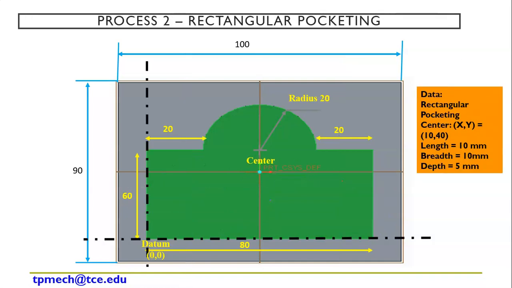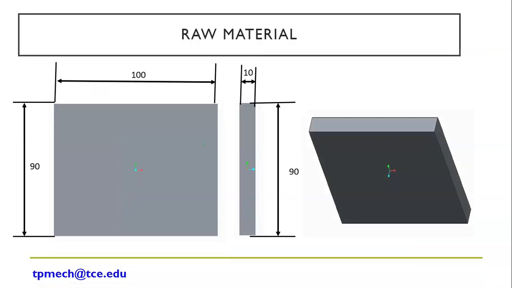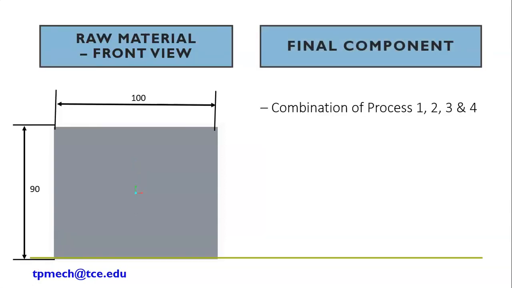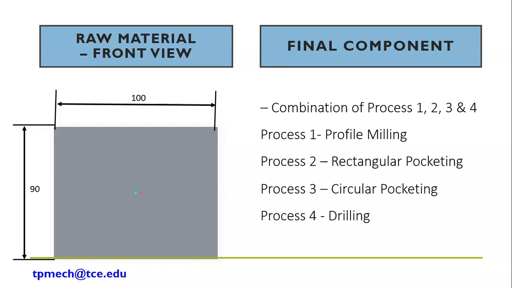Okay, so I will repeat again. For example, this is my raw material. My raw material is this, 90 by 100. The thickness is 10 mm. So I am going to make a final component with a combination of 4 processes, 1, 2, 3 and 4, namely profile milling, rectangular pocketing, circular pocketing, drilling.